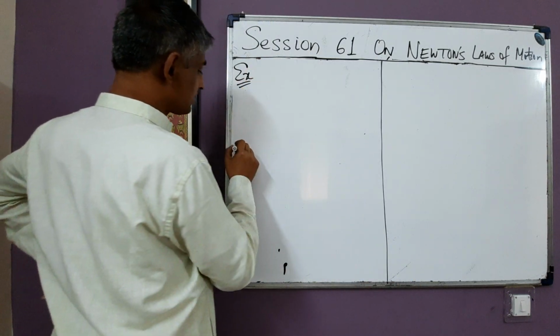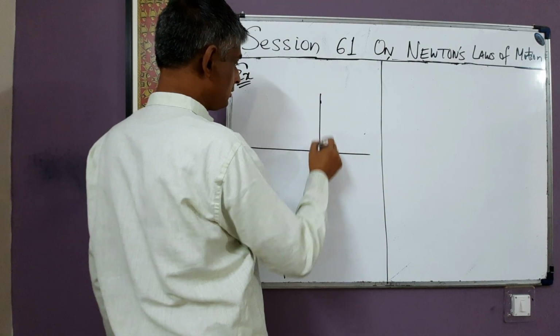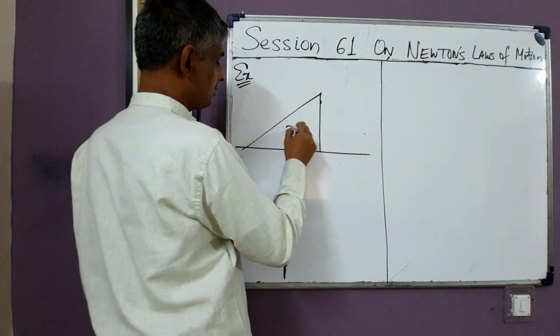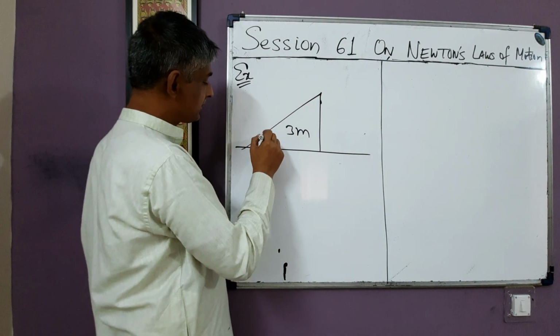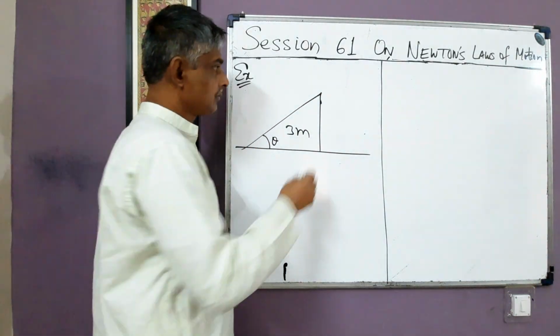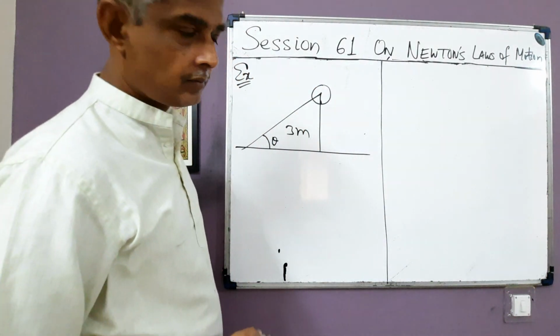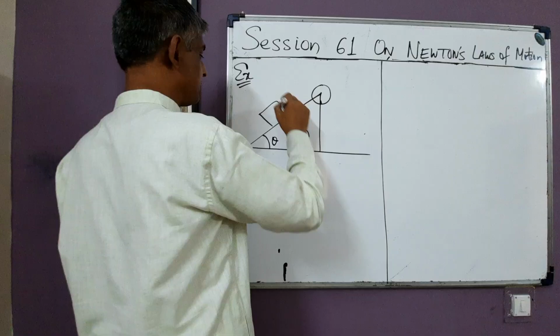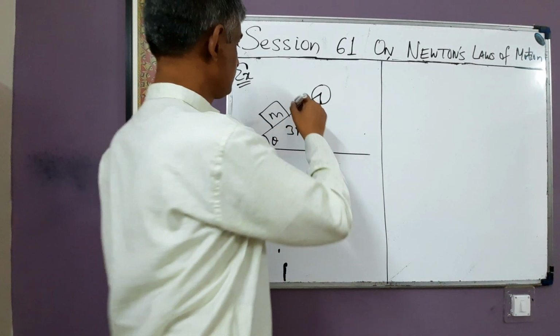The diagram is like this. There is a horizontal surface. Here there is a wedge whose mass is 3m. The inclined surface of the wedge makes an angle of theta with the horizontal. Here a pulley is rigidly fixed to the wedge. Here there is a block of mass m which is free to slide over the inclined face of the wedge.